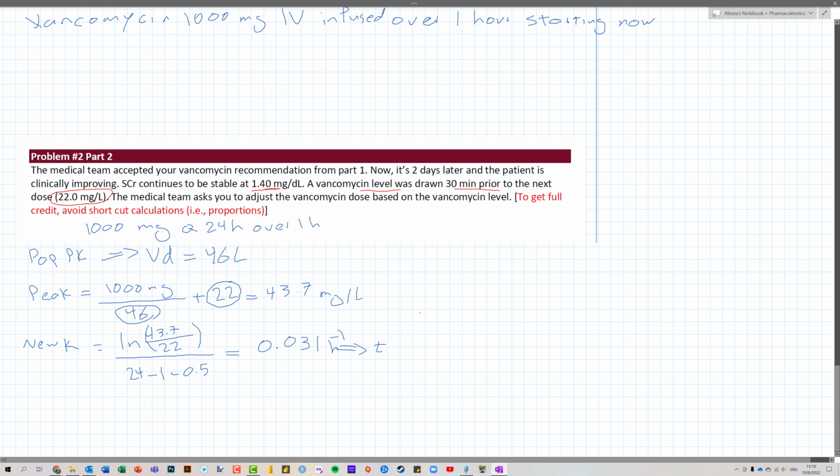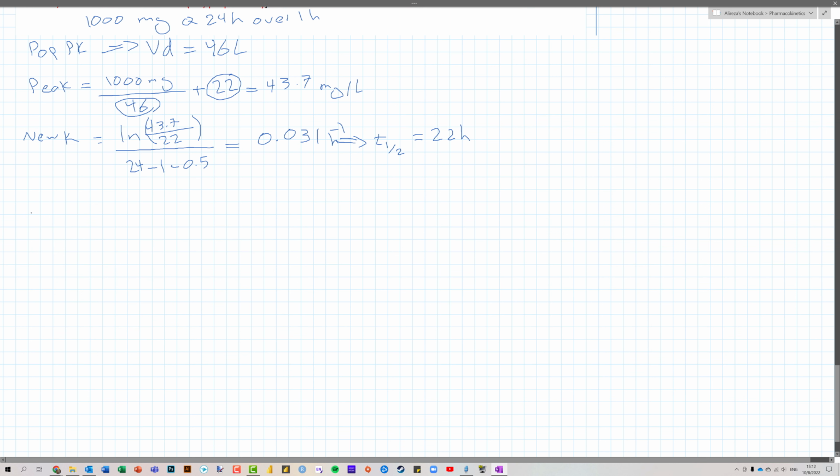inverse hours. And of course, anytime you have a K, calculate a half-life, which will give you, this is 22 hours. Okay, the half-life helps you estimate when the steady state will be achieved. So when you want to order your levels, you will use the half-life.